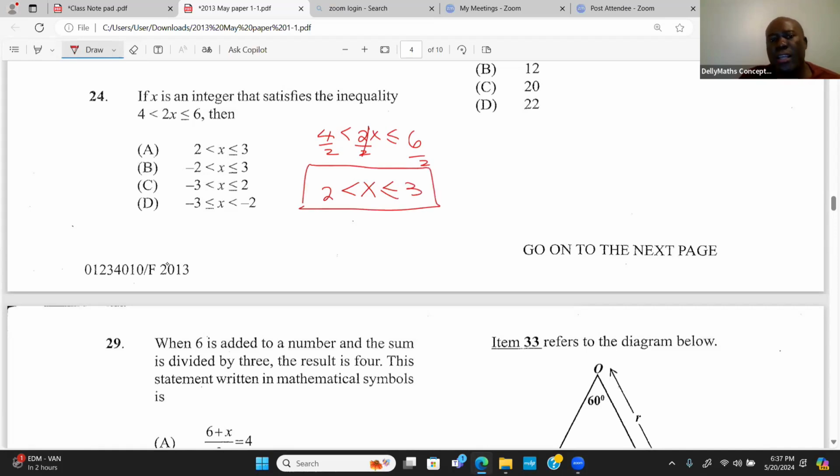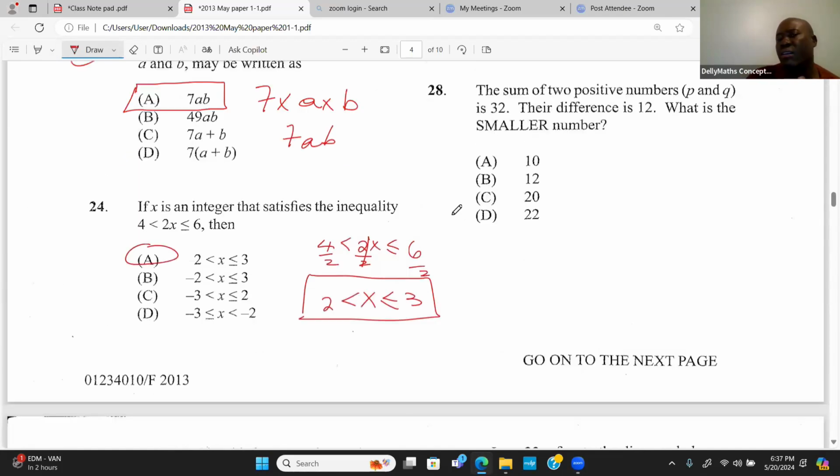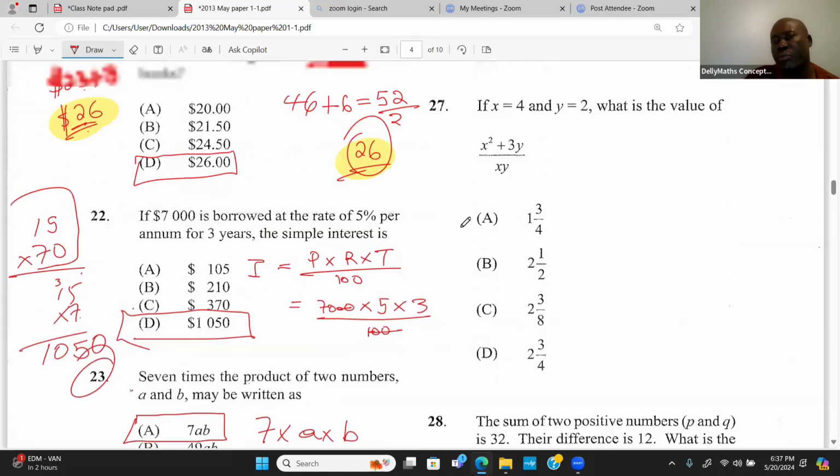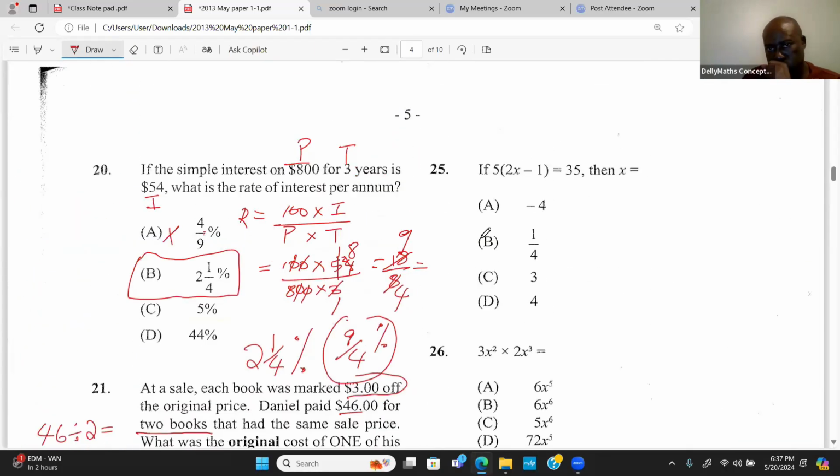So I'm doing the regular solving approach. I'm looking for the answer. I see that it's A, and I'm gone. So whenever you're solving these, just do it as though you would be doing your paper 2. 25.